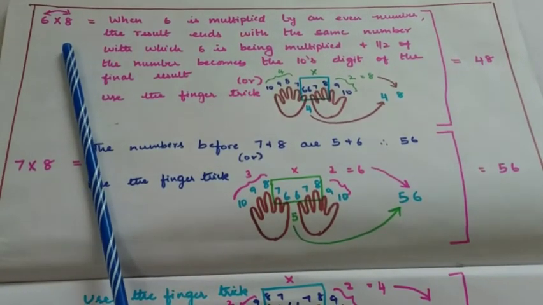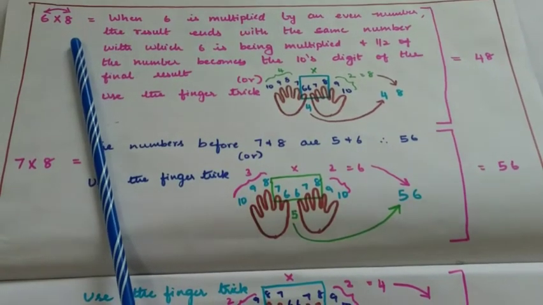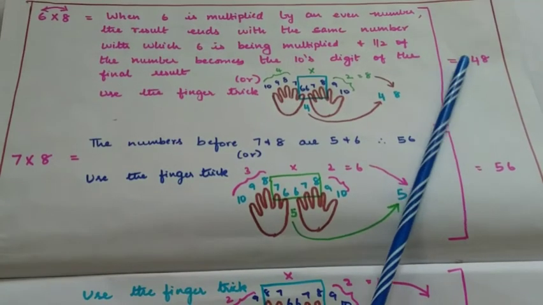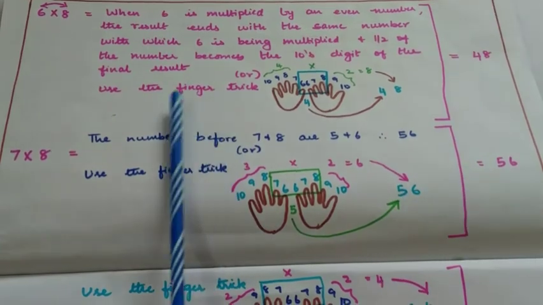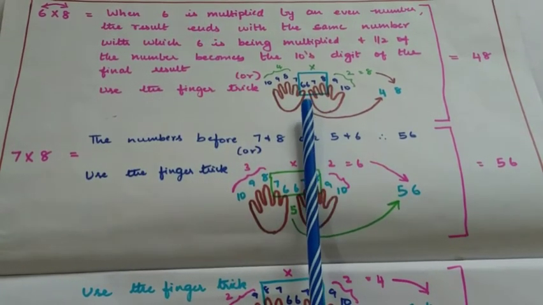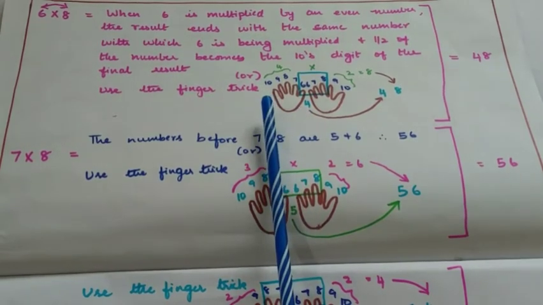Having learned the table 6 already, we know that 6 when being multiplied by an even number, the result ends with the same number with which 6 is being multiplied and half of the number becomes the tens digit of the final result. Or you can use the finger trick where you put up all your fingers and start numbering from the baby finger, and when you reach your thumb, you number the thumb as 10.